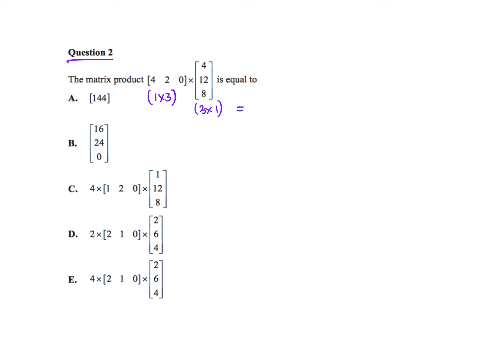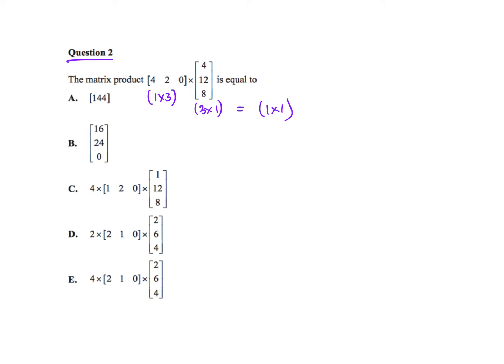What would our answer be? A 1 by 1. Actually, I'm not even going to do it, because what's our answer? What's the only one that has a 1 by 1? Oh, actually, though, we have to be careful because the others might produce that, mightn't they? So let's just check to see.